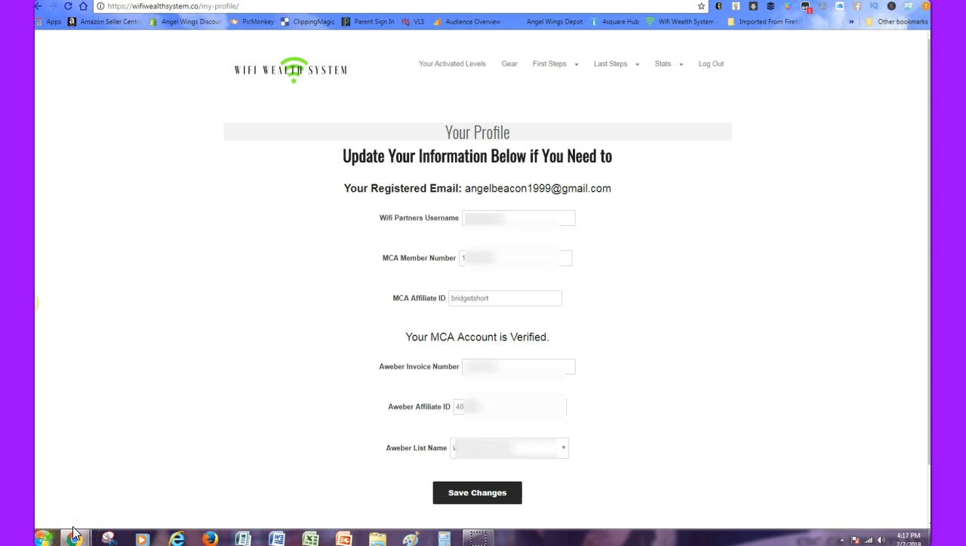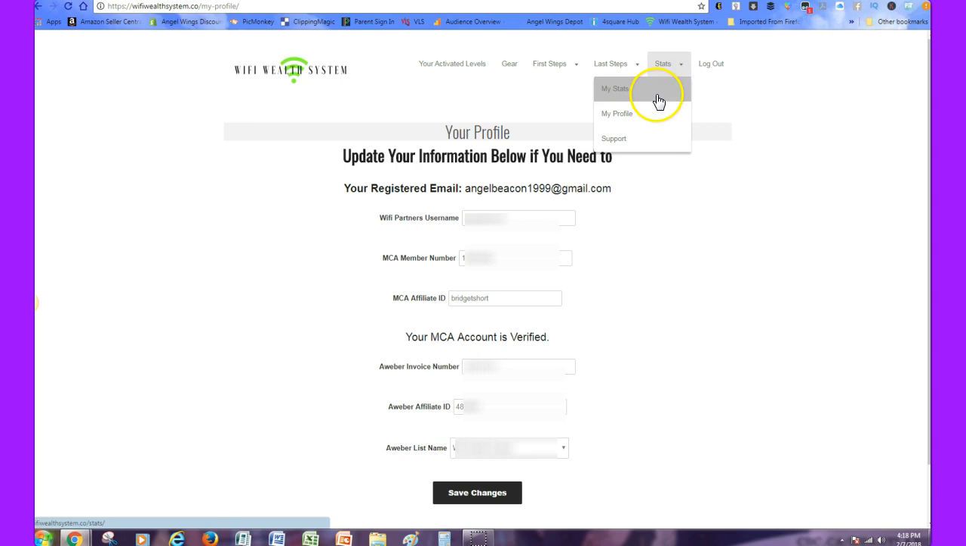I am wanting to give you guys some income proof for the Wi-Fi wealth system today. This is going to show you how you can make money with the Wi-Fi wealth system. This is just so you have proof that the system actually works. This, as you can see, is my back office. I've pulled up the back office so that you can see, here's my name, so that you can tell that you are in my back office.